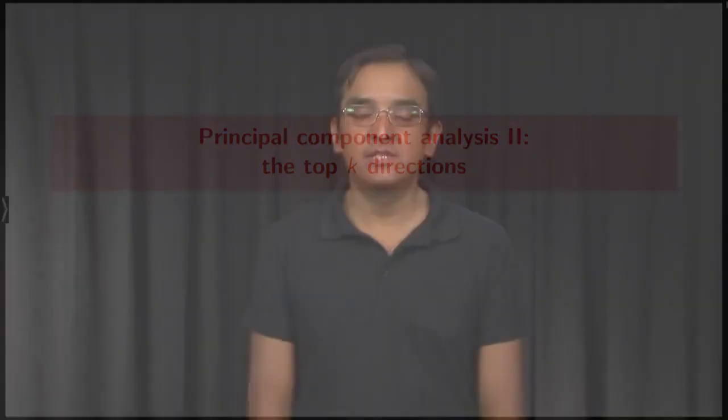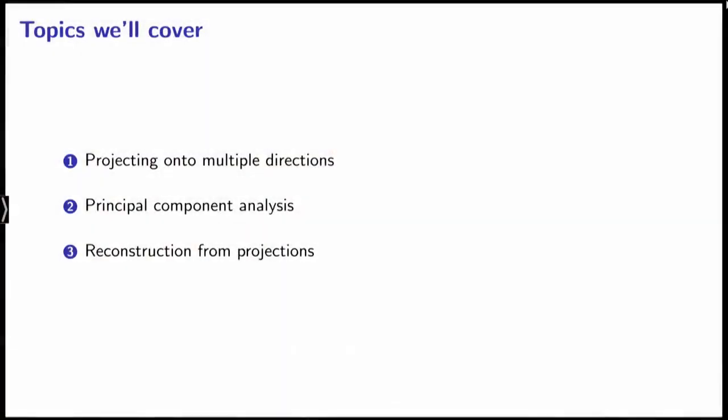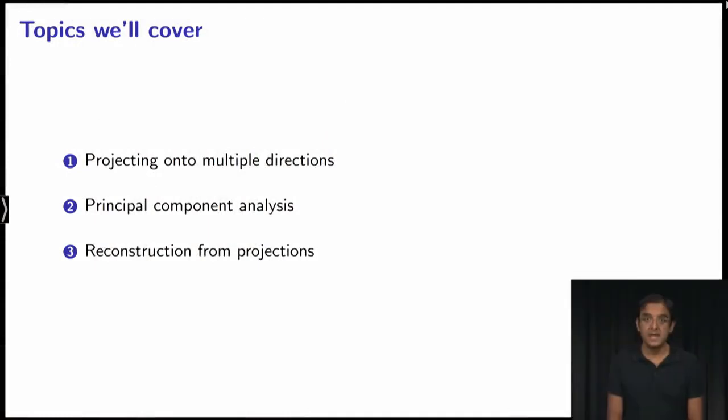Last time, we talked about the best single direction on which to project a data set, and the answer was the top eigenvector of the covariance matrix of the data. Today, we'll look at projections onto several directions. So we'll start by defining what it means to project onto multiple directions, and then we'll look at the optimal solution, which is called principal component analysis. Finally, we'll look at the reconstruction question. When you're given just a projection of data, how do you reconstruct in the original space?